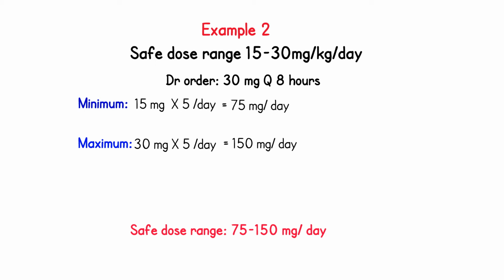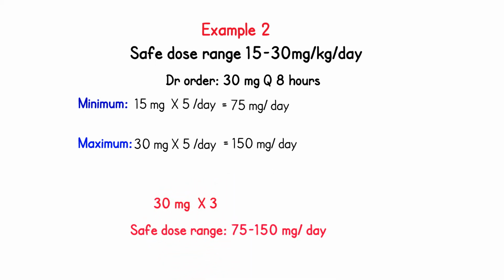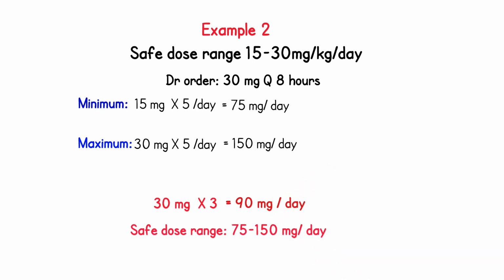So what you do is you take the doctor's ordered dosage amount, which is 30 milligrams, and you multiply it by 3, so you can figure out the total dosage per day, and you end up with 30 times 3 is 90. So you have 90 milligram per day. Is 90 milligram per day safe for this child? Yes, because it falls between 75 to 150 milligrams per day, which is the safe dose range.